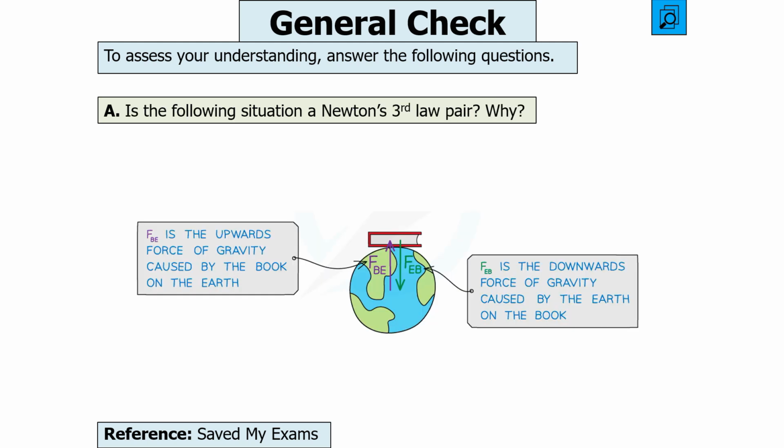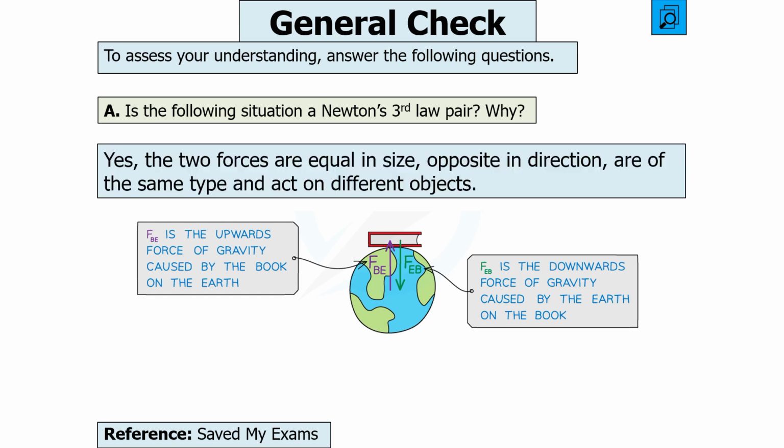The next question says, is the following situation a Newton's third law pair and why? So pause the video and then unpause the video when you want to go through your answer. Well, yes, it is. The two forces are equal in size, they're opposite in direction, they're of the same type, and they act on different objects, so they're a Newton's third law pair.